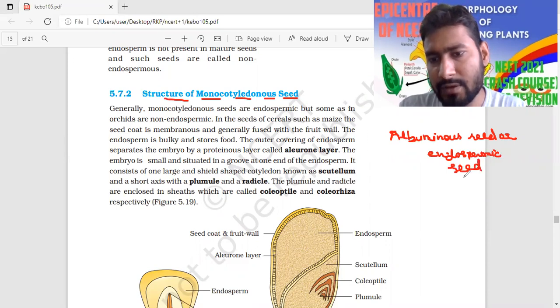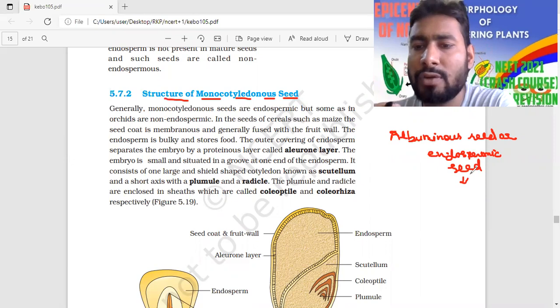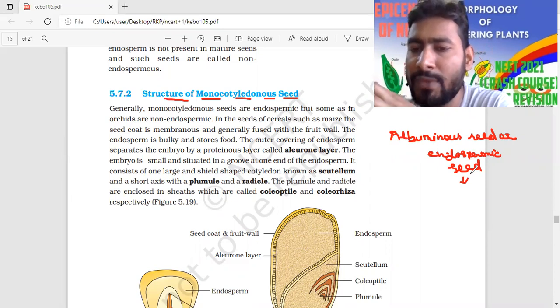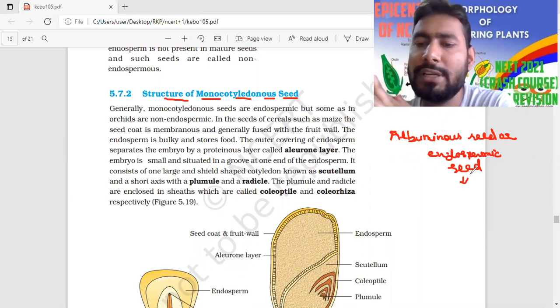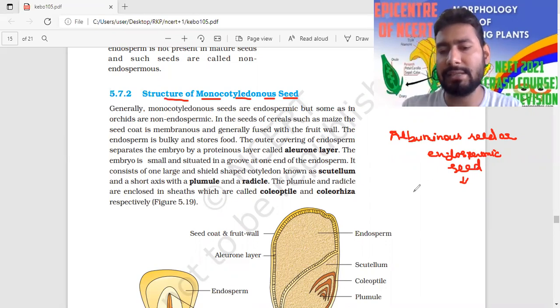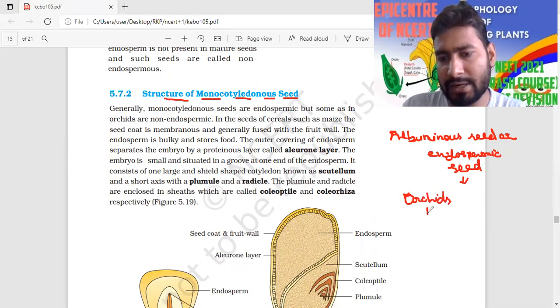Endospermic seed. Why? Because during the germination of the seed, it will not completely consume the reserve food material which is found in the cotyledons. This is also called the albuminous seed or endospermic seed. An exception here is similar to the castor. Another exception is orchids.